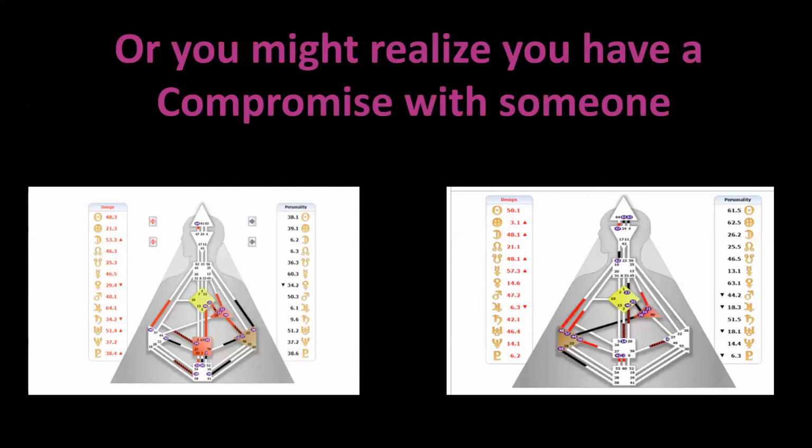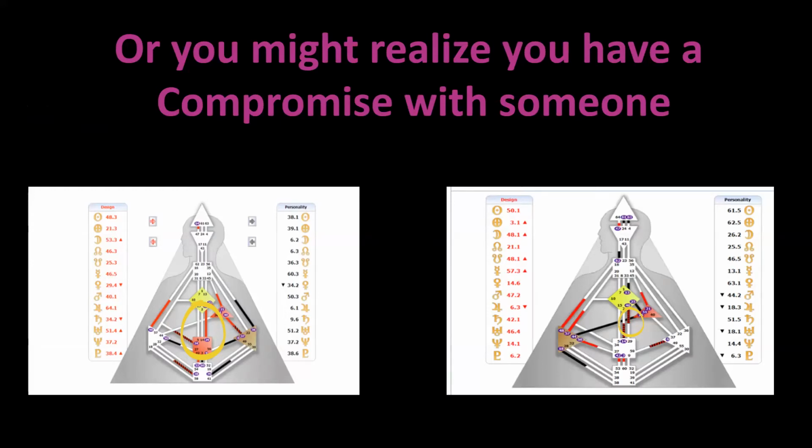You might also have a compromise with someone. What this would mean is if one of the charts has a hanging gate and the other chart has a full channel. So that's the other thing you're looking at in a compromise. This is where you're actually in a very uncomfortable situation with the other person.